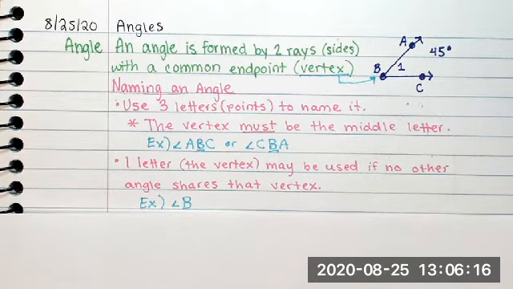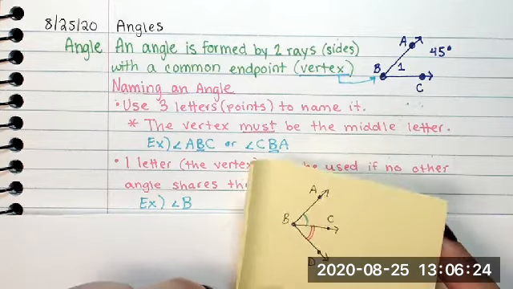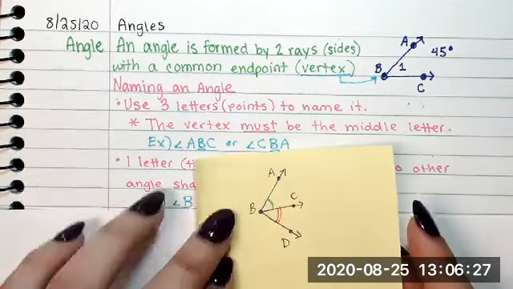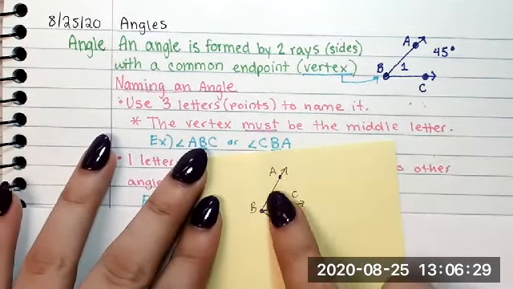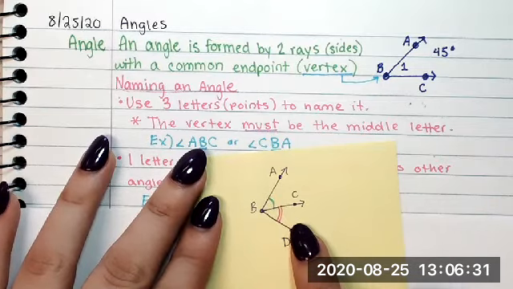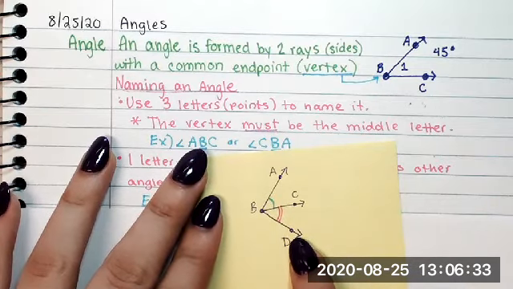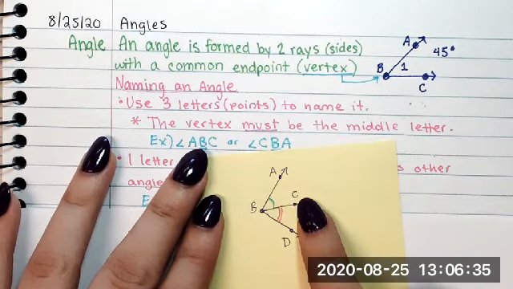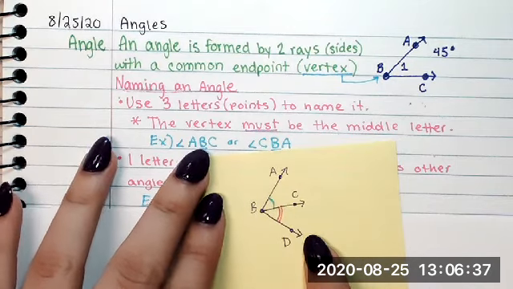This gets a little bit more tricky when you have more than one angle at B. So I have a little drawing here to demonstrate that. So here's our angle ABC, but I added another ray coming from B. So we actually have two angles that are sharing vertex B.